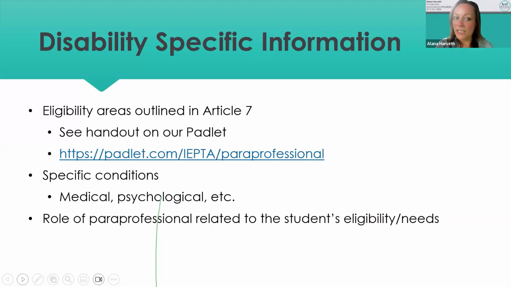So in the Padlet, I'm not going to go through all of these, but if you wanted to, in Article 7, and again, Article 7 is Indiana's law for special education, so that's where it's from. There's a handout in our Padlet, and it talks about the eligibility categories and the criteria for each.